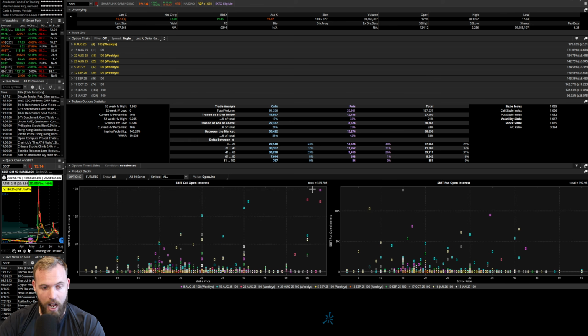This is not usually the case. More often than not, especially for bigger stocks, you'll see more put buying activity, and that's because most people hold the stock and then they'll hedge with puts. But this is a general directional bias that we see here.